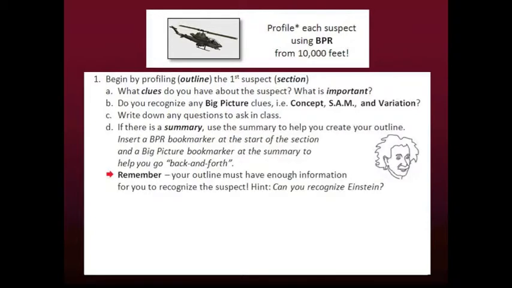If there is a section summary, use the summary to help you create your outline. The summary will include important facts to know about your suspect. Here's a tip. Insert a BPR bookmarker at the start of the section and a big picture bookmarker at the summary to help you go back and forth. Remember that your outline must have enough information for you to recognize each suspect. For example, see Einstein. It is not a full color, full detail picture of Einstein, but the outline has enough information for you to recognize Einstein.